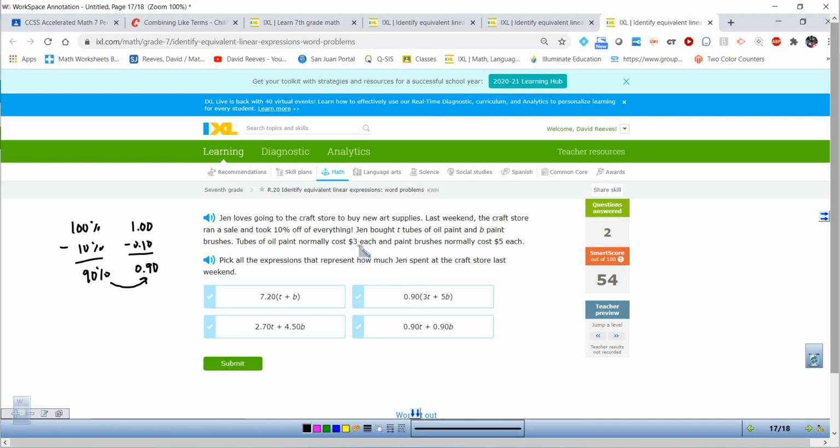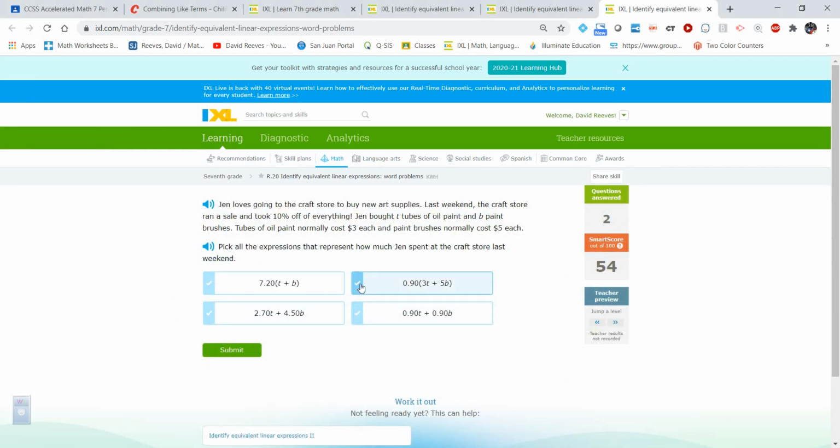Tubes of oil paint are $3 each, and she's buying T of them. So there's her tubes of oil paint, right? There's her paintbrushes, so that's how much she would normally be spending, but she's only paying 90%. So that's the one that we are looking for right there.